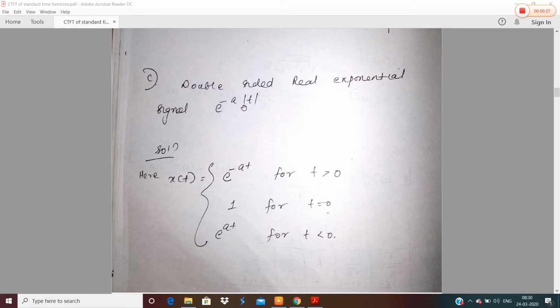Substituting those two conditions and substituting for t equal to 0, we can split the function as e raised to minus at for t greater than 0. When t is equal to 0, this is of the form e raised to 0, which will give the value 1. And for t less than 0, it is of the form e raised to minus a into minus t, which is equal to e raised to at for t less than 0.